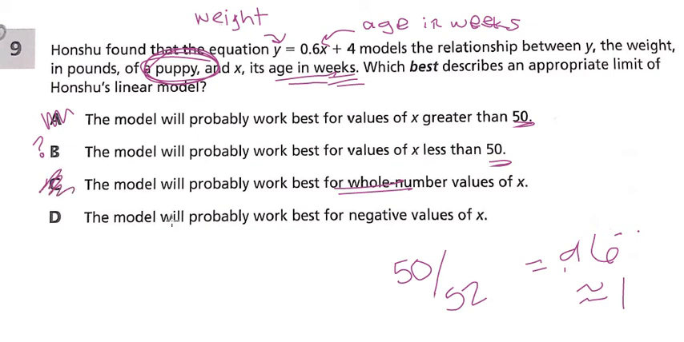So D says the model will probably work best for negative values of x. So that's saying when our time is negative, that doesn't make sense at all. Time can't be negative. So that leaves us with B as our best choice, which does make sense because this growth equation for how the puppy is getting bigger does make sense for the earlier part of its life, which would be when its number of weeks are 0 weeks up through 50 weeks.